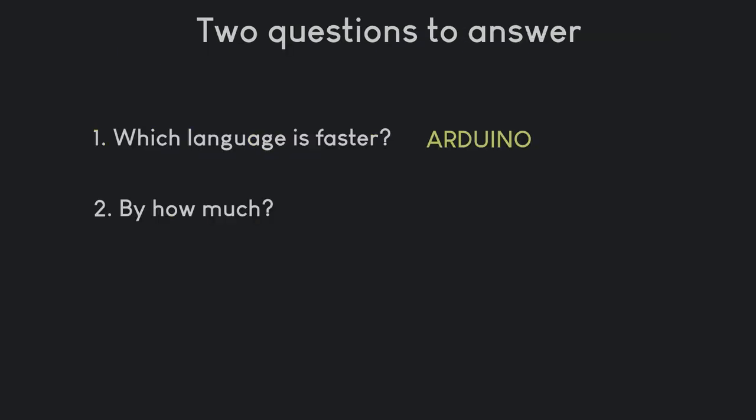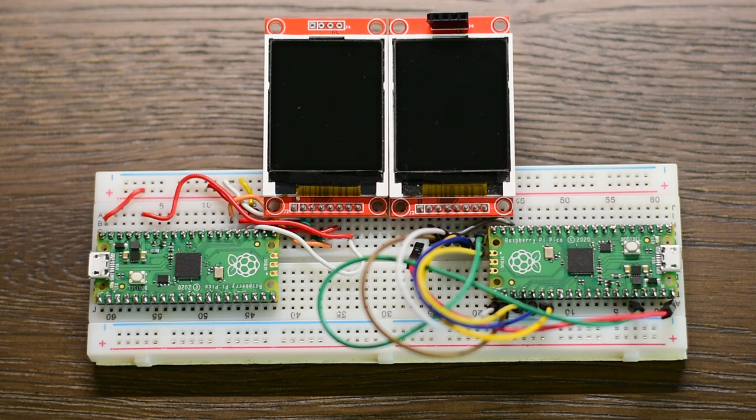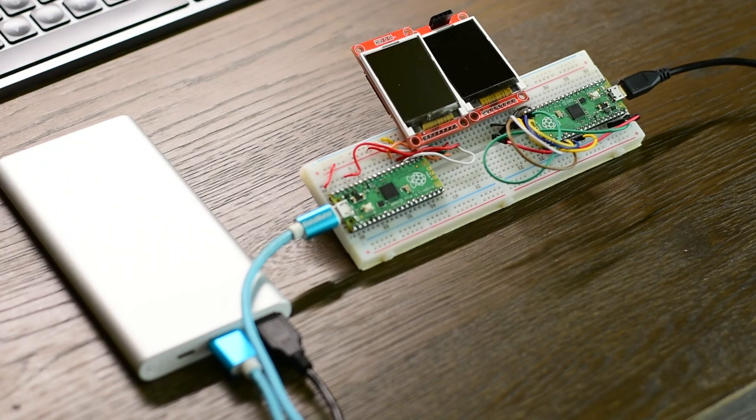By how much? To answer this question, we can run the same algorithm on both boards and measure the time taken for each board to execute the algorithm. We will use the same algorithm to estimate pi for the same number of iterations using only one of the two processing cores the board offers. Both Raspberry Pi Pico boards are configured to run at the same frequency of 125 MHz and they are going to be powered at exactly the same time using this power bank.